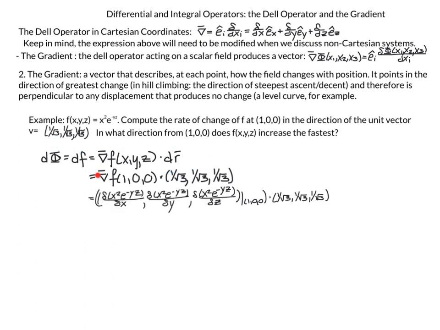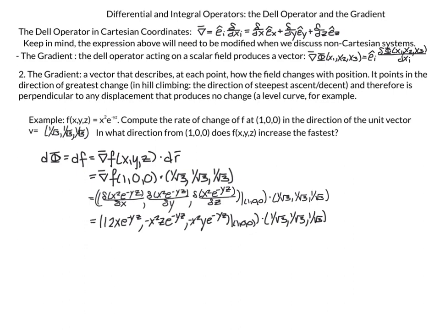The next thing we need to do is start taking the gradient of our function f. So here is our function f. The gradient is the partial derivative of f, that's x squared e to the minus yz, with respect to x, the partial derivative of x squared e to the minus yz with respect to y, and the partial derivative of x squared e to the minus yz with respect to z, again evaluated at 1, 0, 0, dotted with the direction vector.